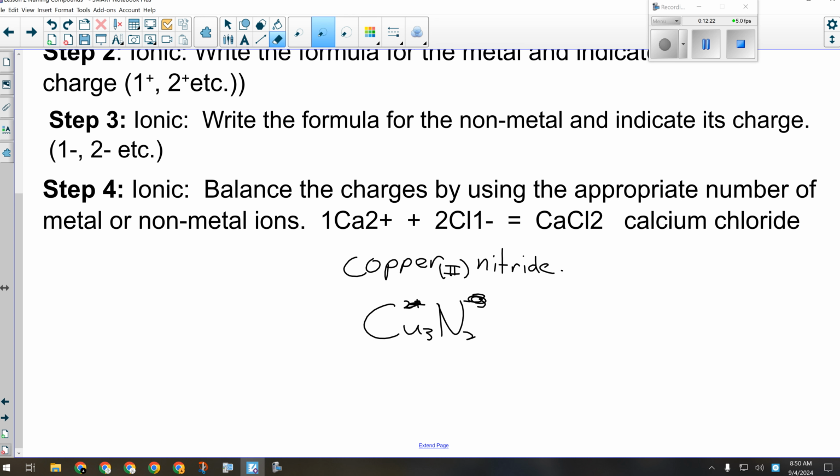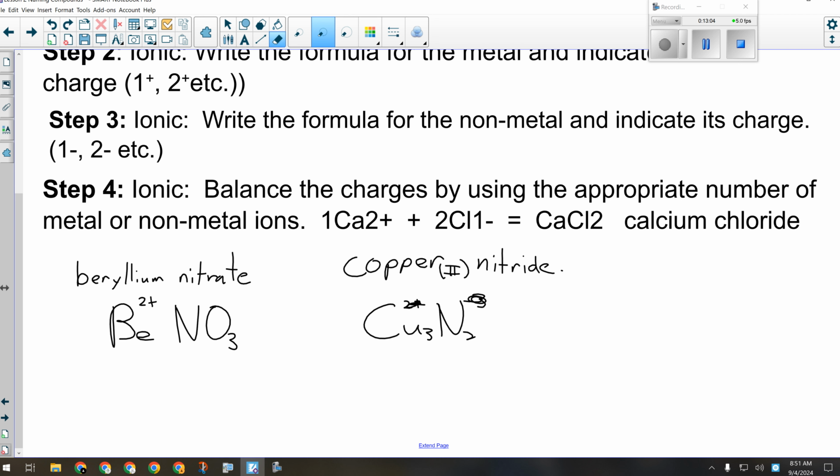Okay, what if I had beryllium nitrate. Is that ionic or molecular? Still ionic. So would I still write the formula for beryllium and its charge? Yep. And I would write the formula for nitrate, right? Yep. Now here's the trick with that. How do I know what the charge on nitrate is? The group. If it was nitride, yes, I would go with the group.